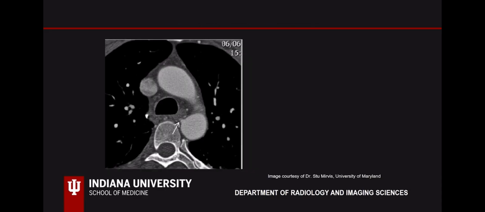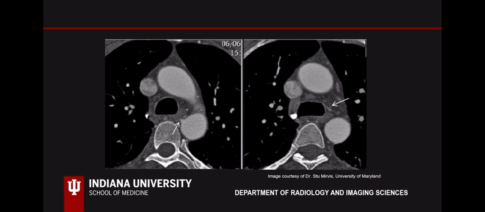Here's a case provided to me by Dr. Stu Mervis from University of Maryland. There's a small focal outpouching along the right wall of the proximal descending thoracic aorta. This looks like a small pseudoaneurysm. However, if you scroll down, this is actually a bronchial artery. So sometimes patients have very prominent bronchial artery origins which can simulate an injury.